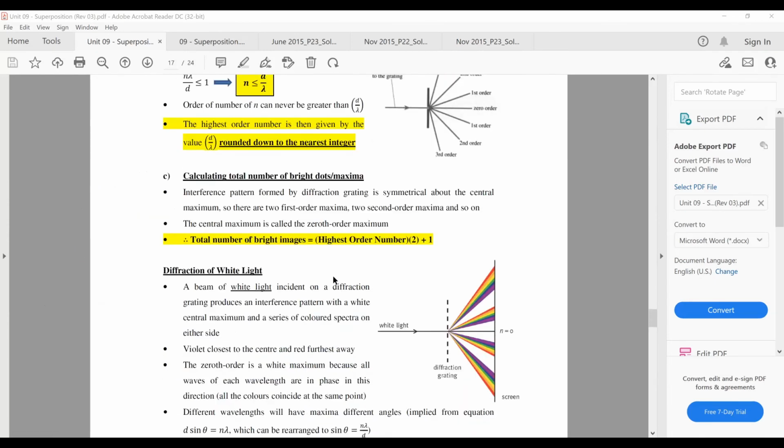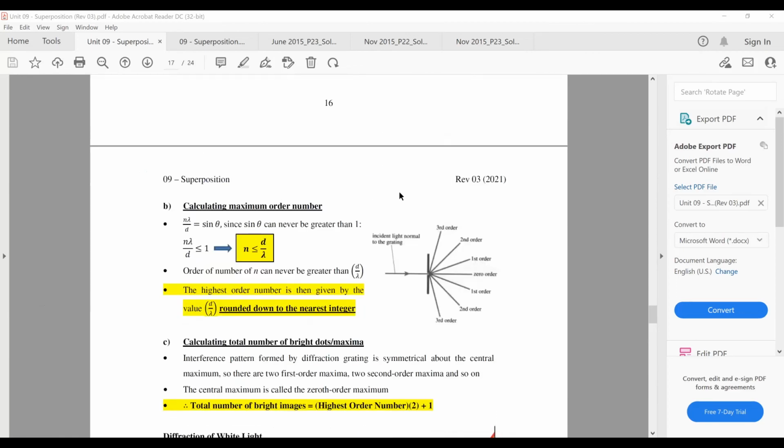Okay, then the next thing I just want to talk about is when you do your questions on diffraction grating, you will also be asked to calculate one of two things. Calculate the maximum possible order number, or calculate the total number of bright dots and maxima. So just now I mentioned to you, when you shine light onto your diffraction grating, your light will tend to spread out. And then after that, you place a screen behind and you see a pattern of bright dots.